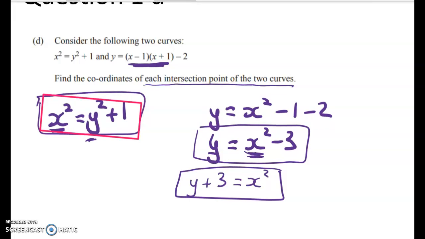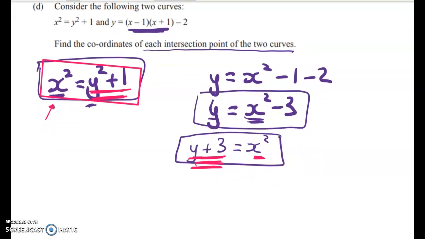And so the intersection point will be when this and this are the same, right? So one more time, we know that for this curve, x squared is equal to y squared plus 1. And to be on this curve, x squared has to be equal to y plus 3. So the intersection point is where this thing and this thing are matching up. So we need to have y squared plus 1 is equal to y plus 3.